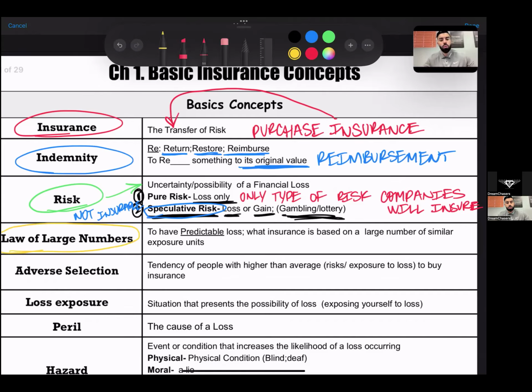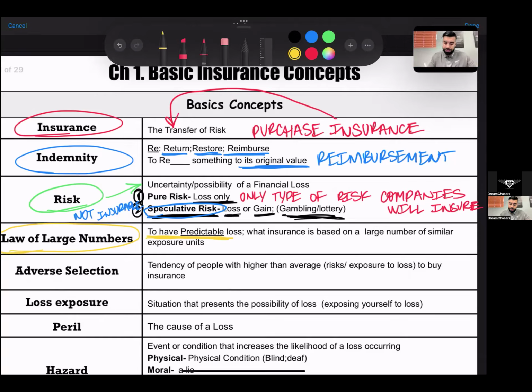Now, next is the term the law of large numbers. What the law of large numbers states is that to have predictable loss, insurance is based on a large number of similar exposure units. So, in order for a company to have more predictable loss, meaning they can determine what a loss may be or what it may cost, the number of exposure units must be bigger, must be larger.